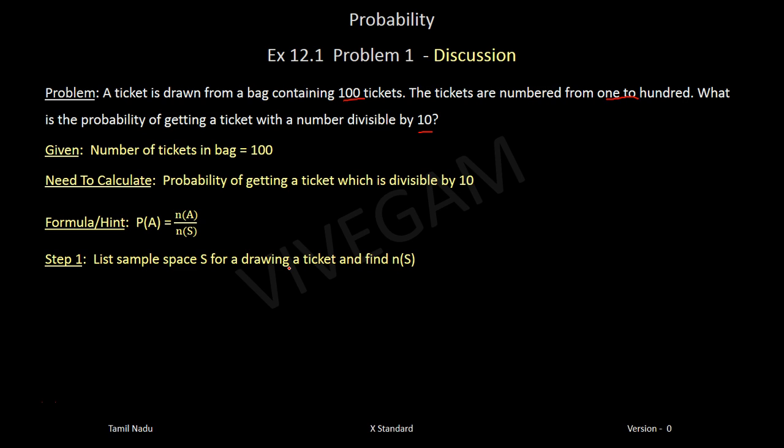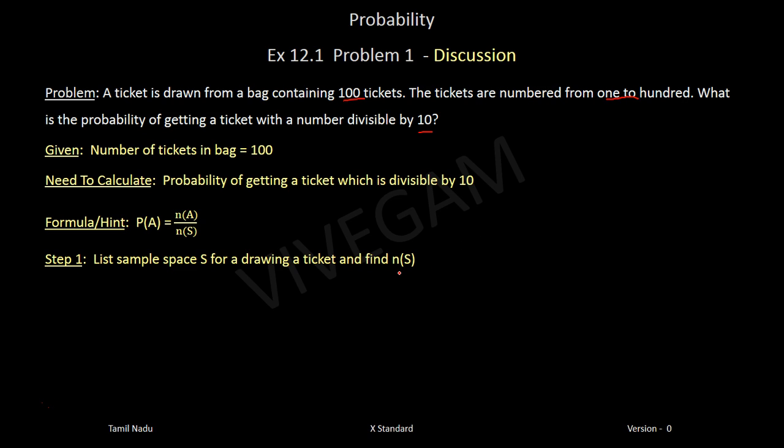What is sample space? Sample space is a collection or a set of all the possible outcomes. Here we have 100 tickets numbered from 1 to 100. So what are the possible outcomes? You can get 1, you can get 5, you can get 10, you can get 15. All these are possible up to 100. So the sample space will be 1, 2, 3, 4, 5 up to 100, and n of S will be 100.